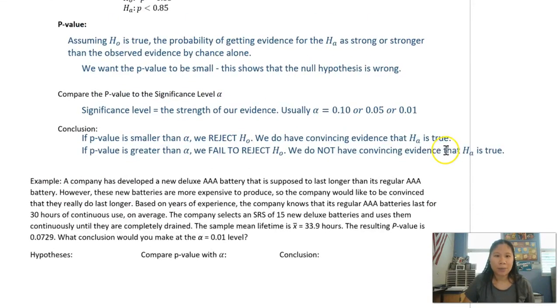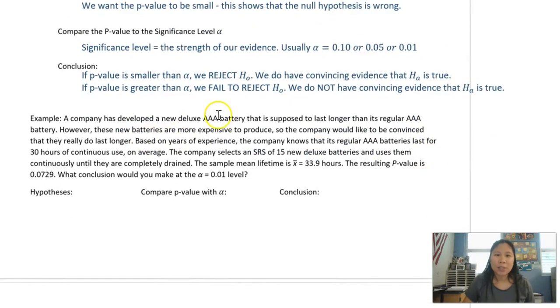So let's do a full example. In this problem, a company has developed a new deluxe AAA battery that is supposed to last longer than its regular AAA battery. However, these new batteries are more expensive to produce, so the company would like to be convinced that they really do last longer. Based on years of experience, the company knows that its regular AAA batteries last for 30 hours of continuous use on average. The company selects a simple random sample of 15 new deluxe batteries and uses them continuously until they are completely drained. The sample mean lifetime is 33.9 hours. The resulting p-value is 0.0729. What conclusion would you make at the alpha equals 0.01 level?